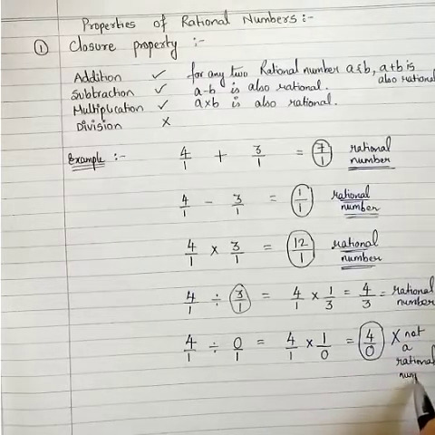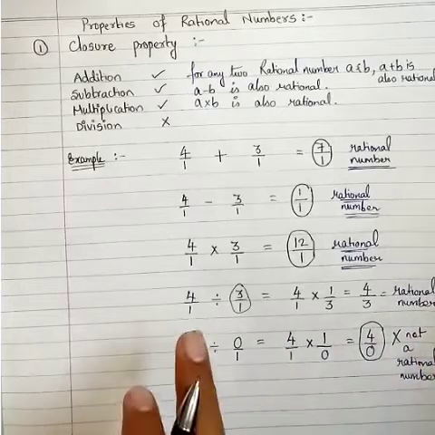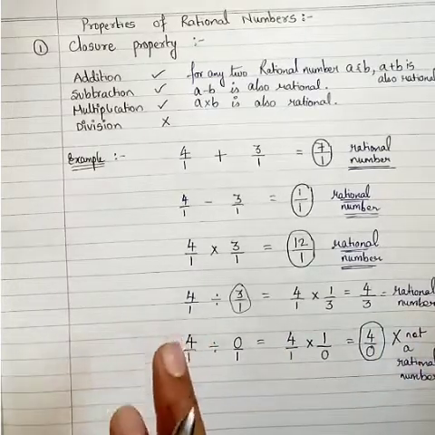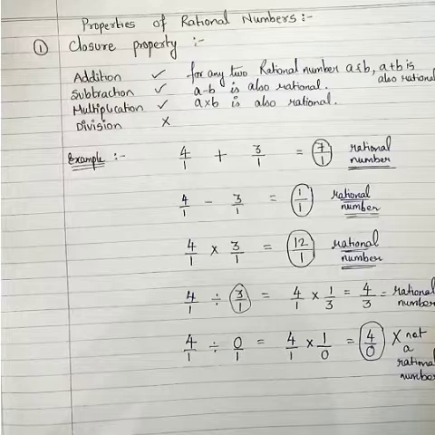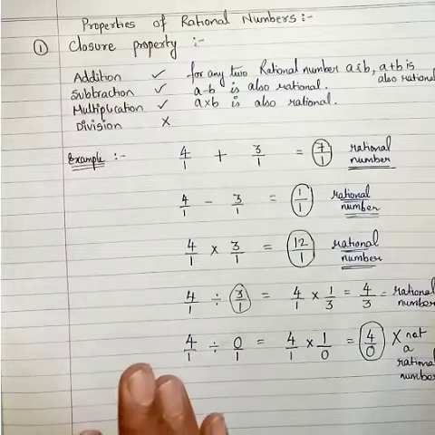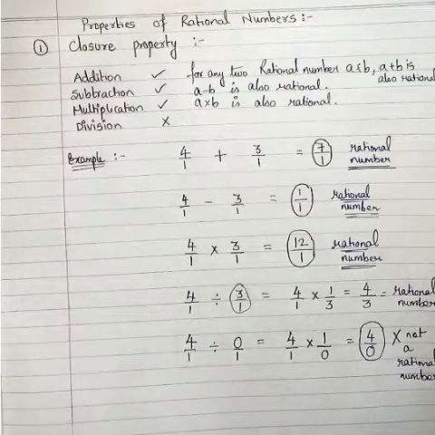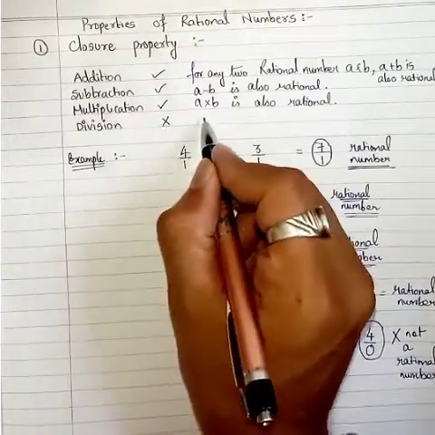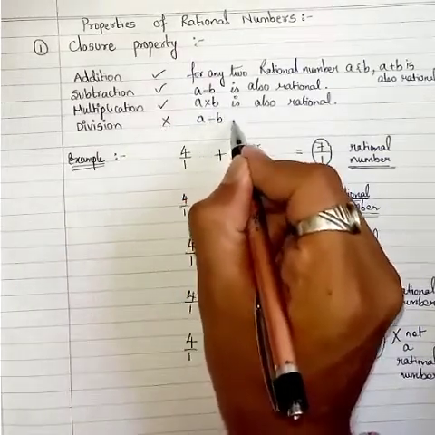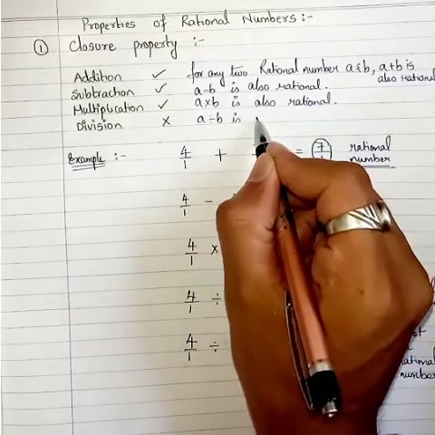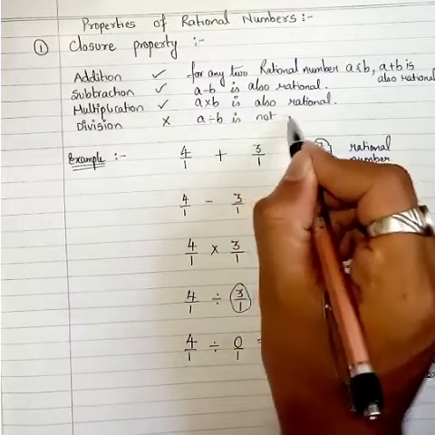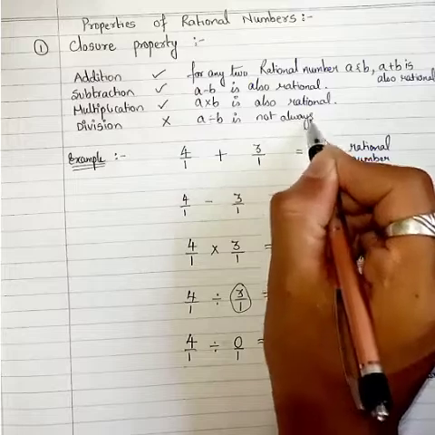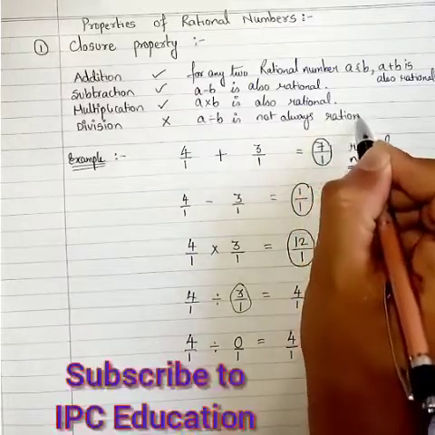It means division sometimes follows the closure property, and sometimes it does not. So we cannot say that division always follows the closure property, right? That is why division is not closed. A divided by B is not always rational, right?